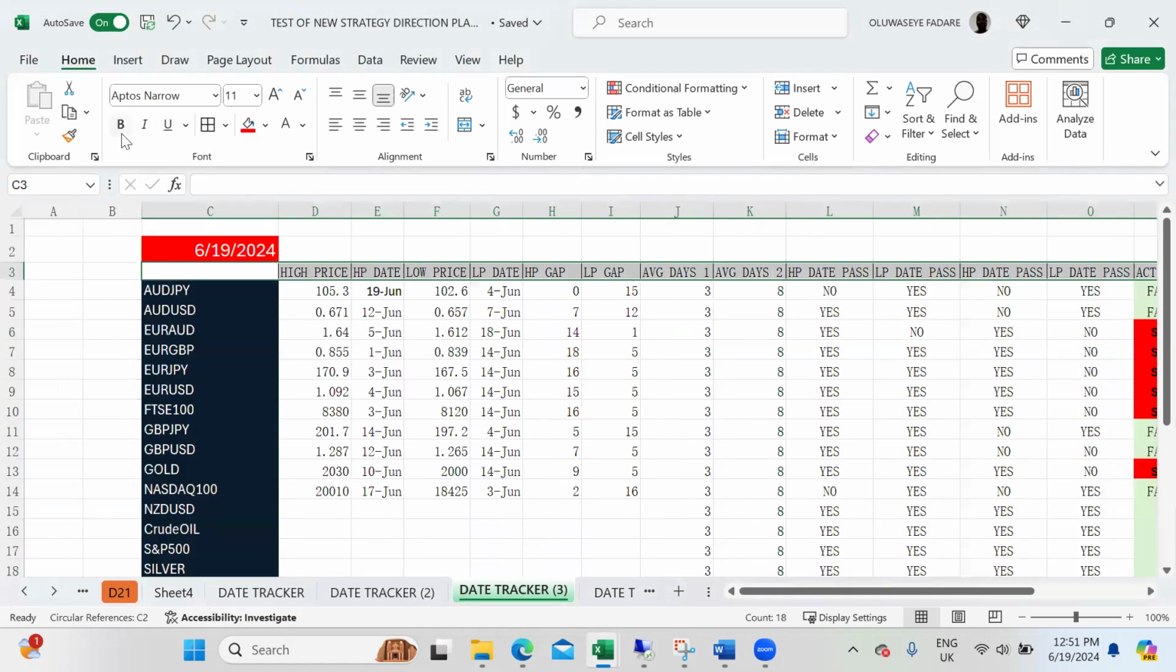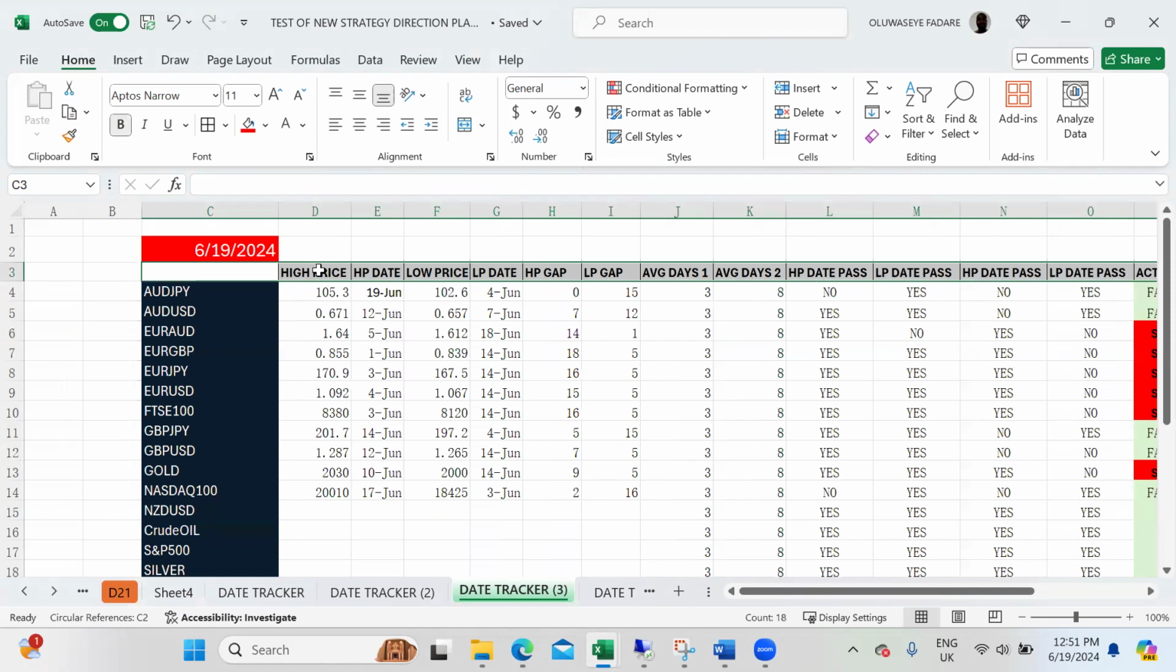So we have the highest price, and we have the high price date. We have the lowest price and the low price date. We have the high price gap and the low price gap, that is the gap in days. High price gap days, low price gap days. We have the average days one, average days two.